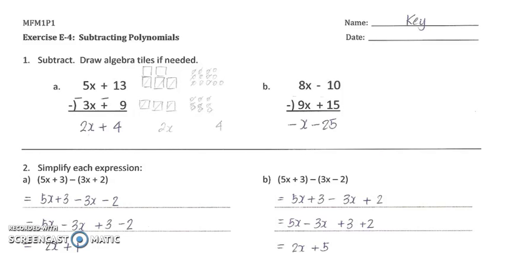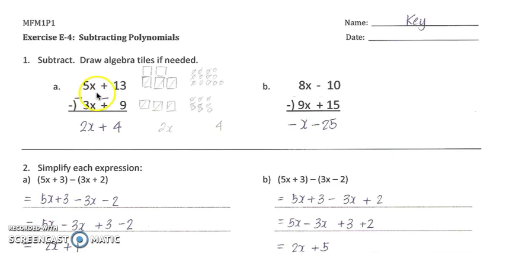Exercise E4, subtracting polynomials. Number 1. Subtract. Draw algebra tiles if needed. A. 5x plus 13 minus 3x plus 9. When we subtract, remember we have to reverse the sign of the second group that is being subtracted.